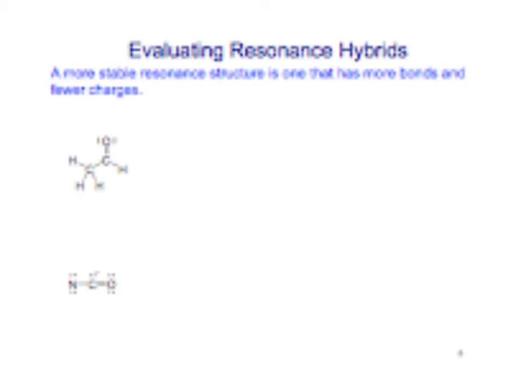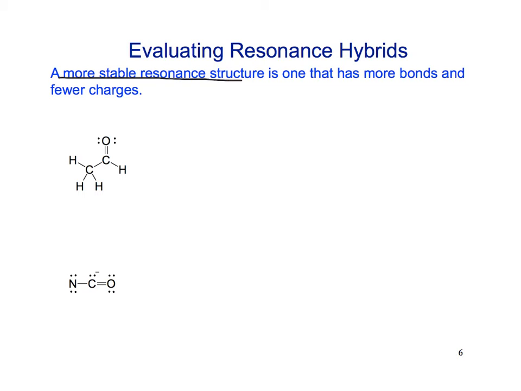Another concept is that not all resonance structures for a given molecule are created equal. In fact, not all of those resonance structures are going to be equally stable. All right, so we can follow this general rule that says that a more stable resonance structure is one that has more bonds and fewer charges. Okay, so let's look at a couple of examples here.